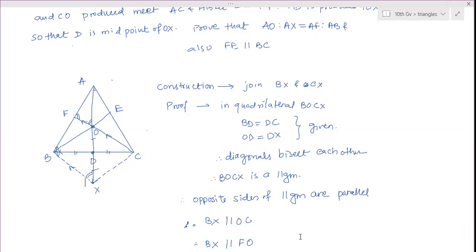Ma'am, if OE is parallel to XC, then AO by AX equals AO by... from where are you getting that? How are you getting AX? Ma'am, that triangle AOE and triangle AXC. I'm asking BPT, basic proportionality theorem, not similarity. Okay, ma'am, it's AO by OX equals AE by EC. Okay, I just got confused between similarity and BPT. Okay.